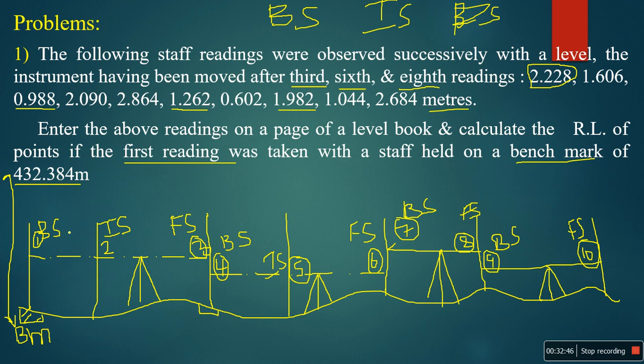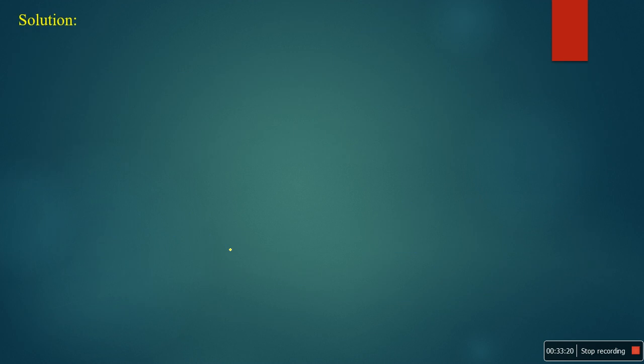Then I note down here the naming of the readings, that is BS, IS, FS. Okay. So here, only once on the same staff station we have taken two staff readings from two different instrument setups. So these two readings will come under the same staff station in only one line. Okay. So in the next slide I will enter directly in tabular form. Okay. This is the solution for the first problem.